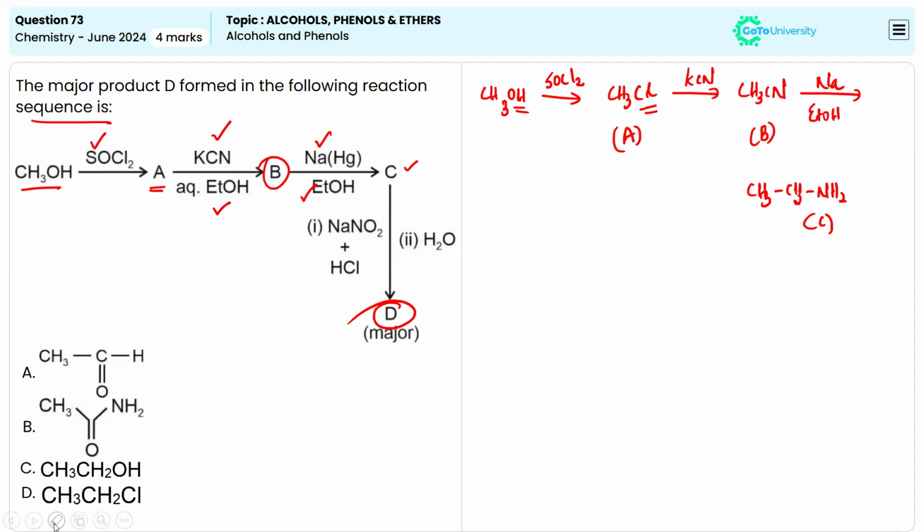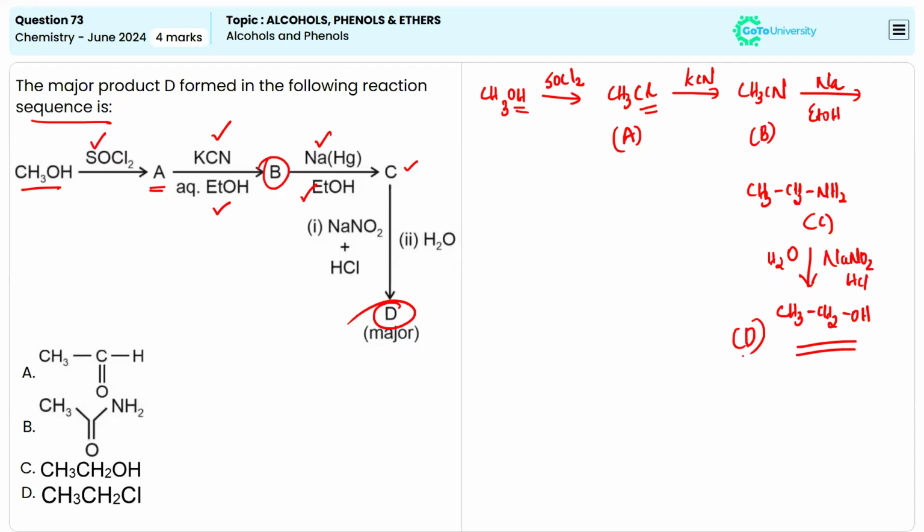Now, the product C is undergoing the reaction with NaNO2 and HCl in presence of water as well. So the product obtained will be the alcohol. The final product of the reaction is the alcohol containing the same number of carbon atoms, that is CH3CH2OH. So this is D.